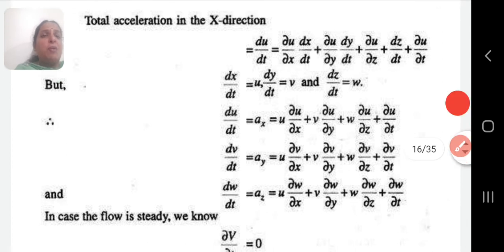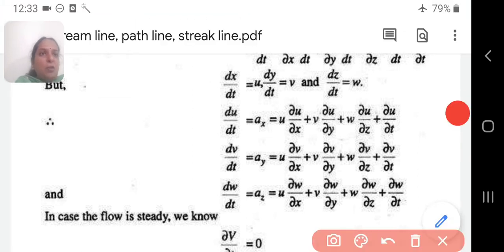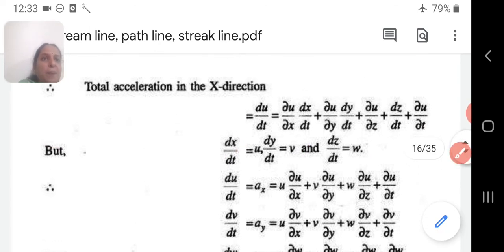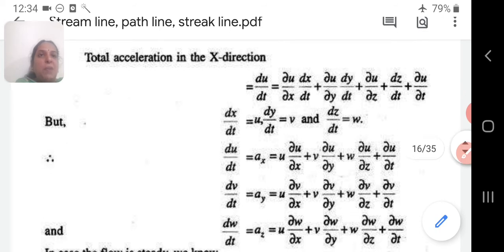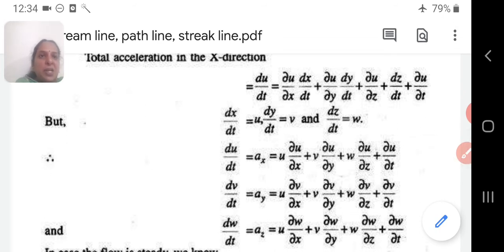Okay, similarly, here you are just going to substitute these values of dx/dt, that is u, v and w, in the previous equation. So what happens here? Instead of dx/dt, we substitute u. So what will the equation become? u into ∂u/∂x, similarly v into ∂u/∂y plus w into ∂u/∂z plus ∂u/∂t. So this is the acceleration in the x direction.